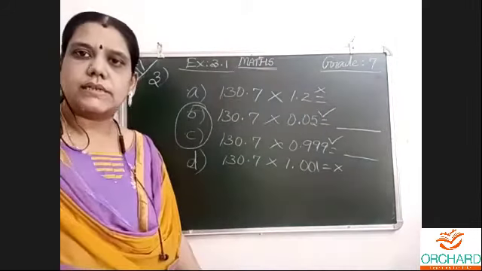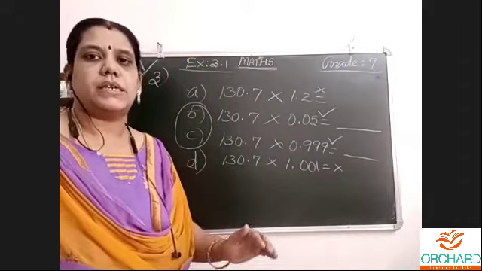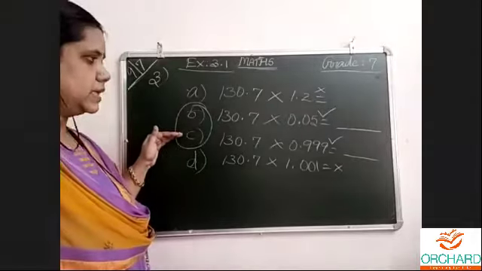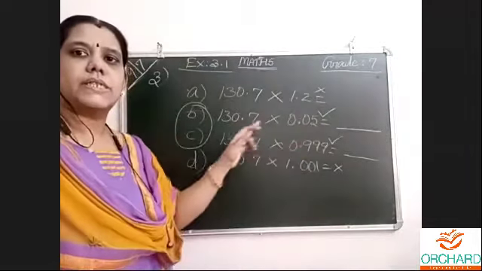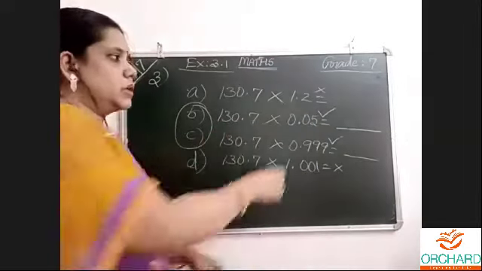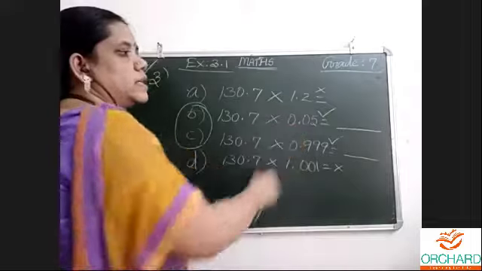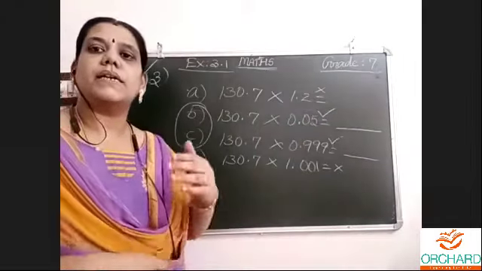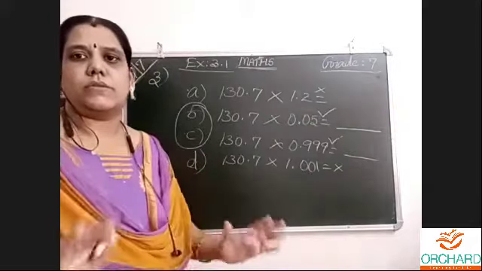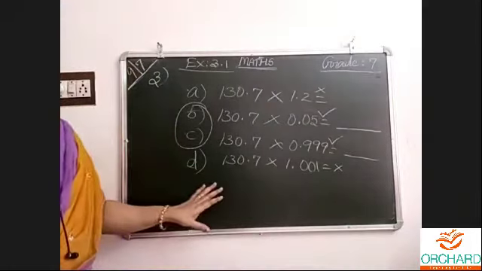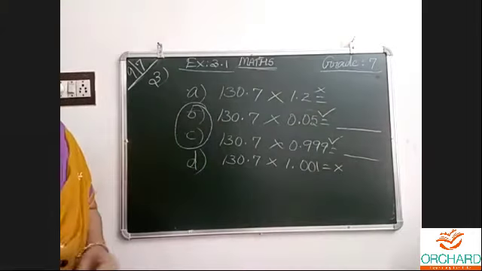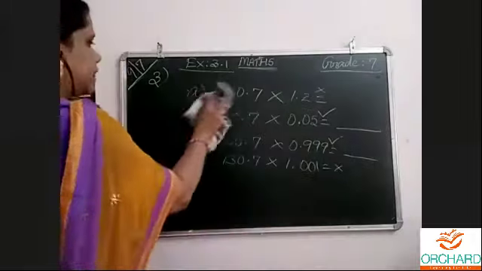Like this, in a sentence to write, you will be getting in the material. In the material, I have written: B and C will have the product which is less than 130.7. Why less? Because these multipliers are less than 1. When the multipliers are more than 1, the answer is more. Multiply by less than 1, the answer is less. That's all. This is the concept for understanding. Questions 2 and 3 over. Passing on to question number 4.